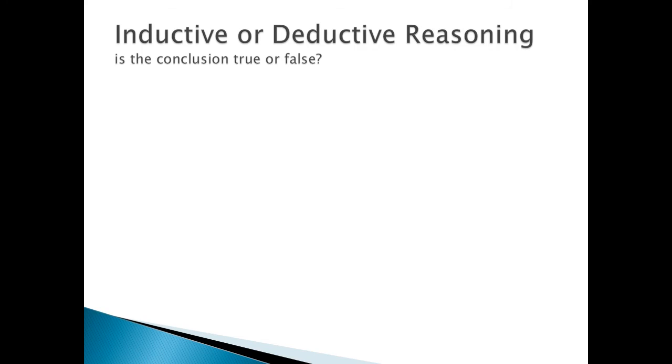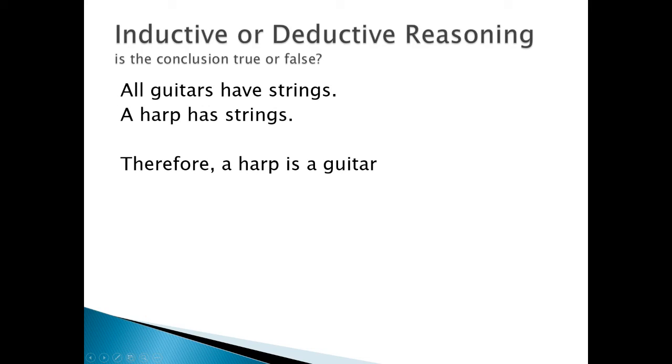So here are some examples where you have to decide if we're going to be using inductive or deductive reasoning and if the conclusion is true or false. So all guitars have strings. A harp has strings. That's the given information. My conclusion is, therefore, a harp is a guitar. This will be deductive because I go from general statements to specific statements. However, my conclusion is false because a harp is not a guitar.